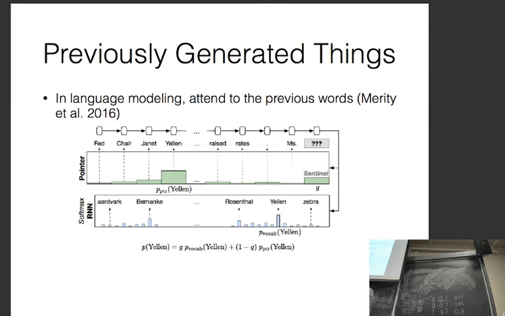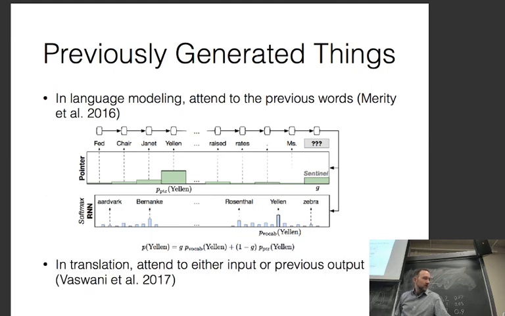So this is an example where basically after you generate a word, now you can do attention to the previously generated words and generate directly from that. In translation, you can also choose to attend to either the input or the previous output. So this is a sequence-to-sequence model.